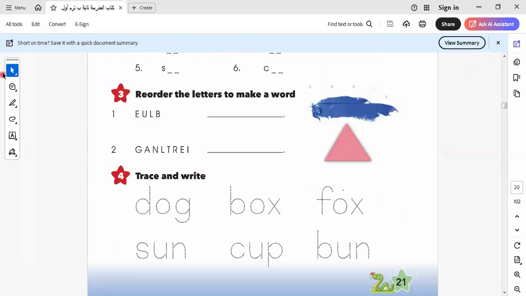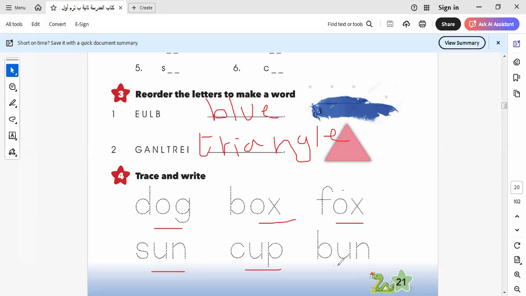Here, what are the colors? Here we have the words written in the wrong way. So here it will be blue. We can write it as it is. Here is called triangle. This is a triangle. Okay, let's continue the rest of the exercise. Here you have dog, box, fox. Box and fox have the same pronunciation. Sun, cup, and pan.